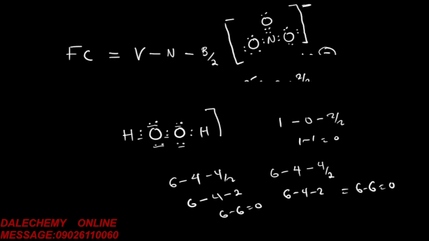So there's no bracket needed there. You don't need to put any bracket, and you don't need to add any charge. Even if you wanted to put 0, which is totally ridiculous, you don't need to put anything there. So that's how to find the formal charge of an atom in a molecule.